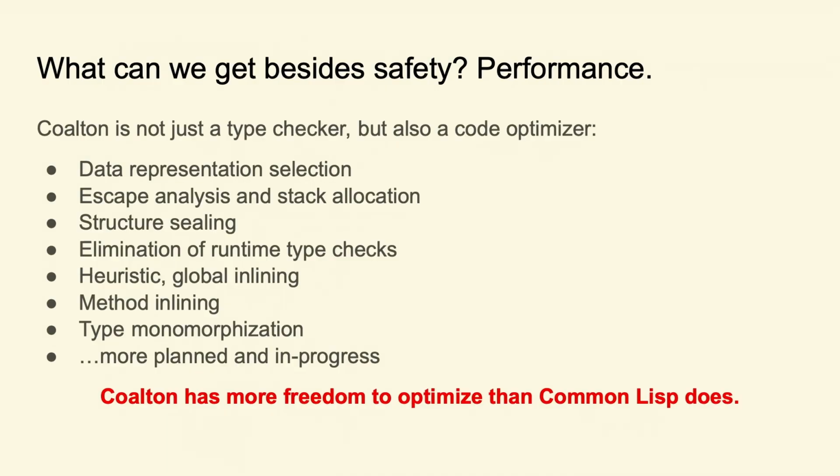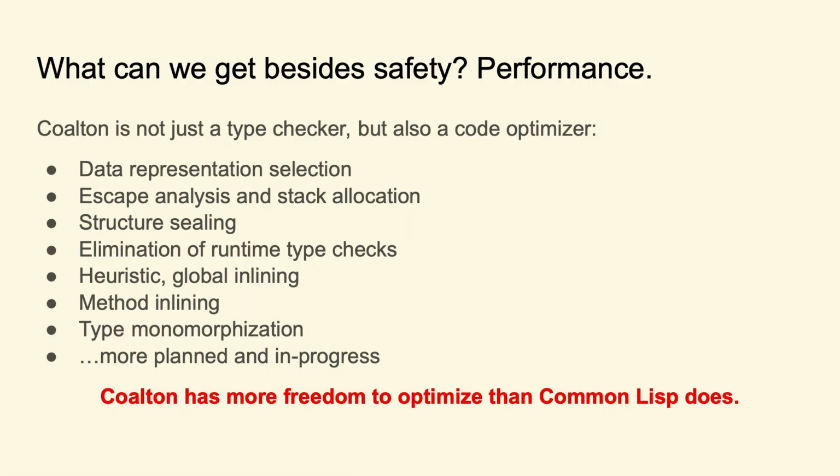What do we get besides safety with a type system? We get performance. That's a big one. That's one that's, like I told you, very important to me. Coalton isn't just an implementation of a Hindley-Milner type checker with type classes. It's also a code optimizer. It'll do data representation selection. It'll do some escape analysis and stack allocation. It's maybe not great at it, but it does some of it. It'll seal your data structures. It'll know that you're not going to extend it or redefine it anymore if you set the setting to do that, and it'll optimize accordingly.